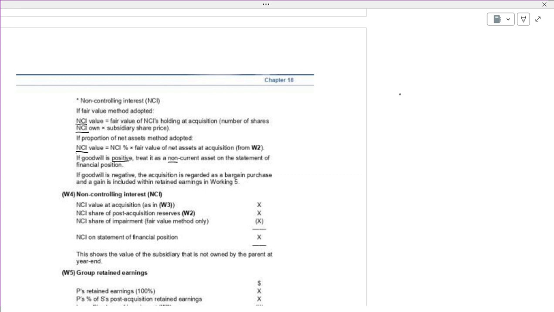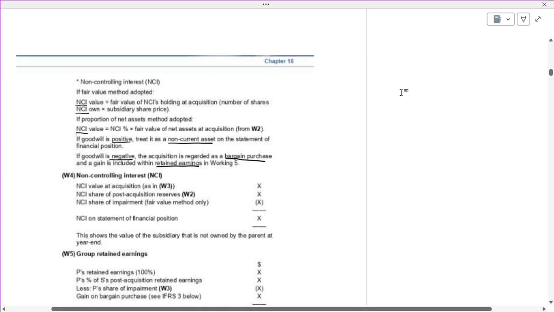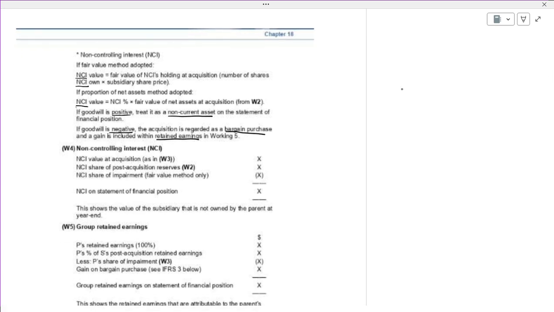If goodwill is positive, it will be treated as a non-current asset. If goodwill is negative, it is regarded as a bargain purchase, and the gain is included within the retained earnings. If goodwill is positive, it is a non-current asset. If it is negative, then we treat it in the retained earnings. We are talking about the NCI's share of the subsidiary's acquisition and post-acquisition profits, and any impairment we will deduct.